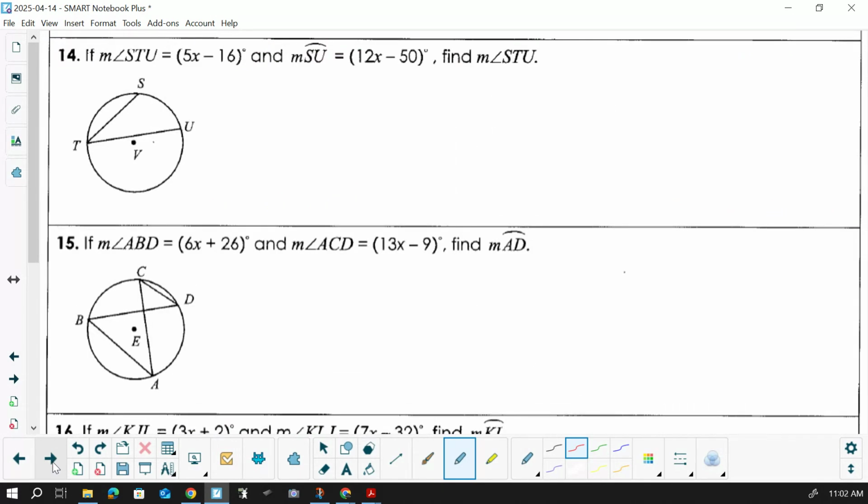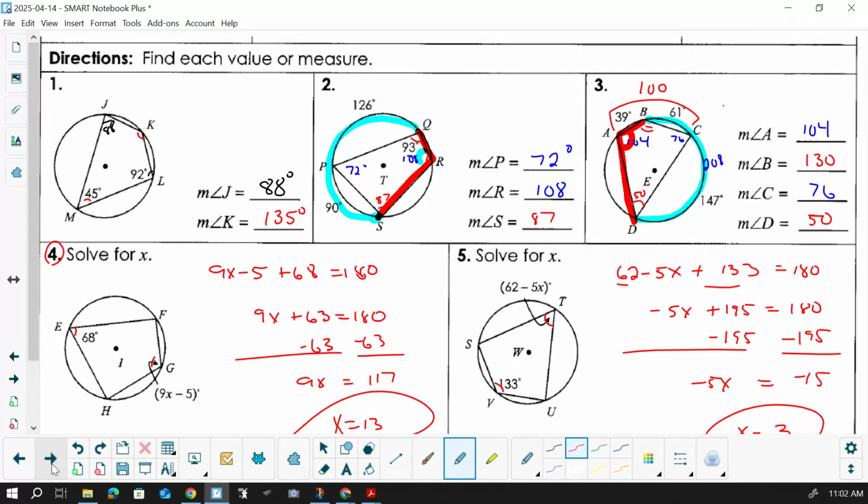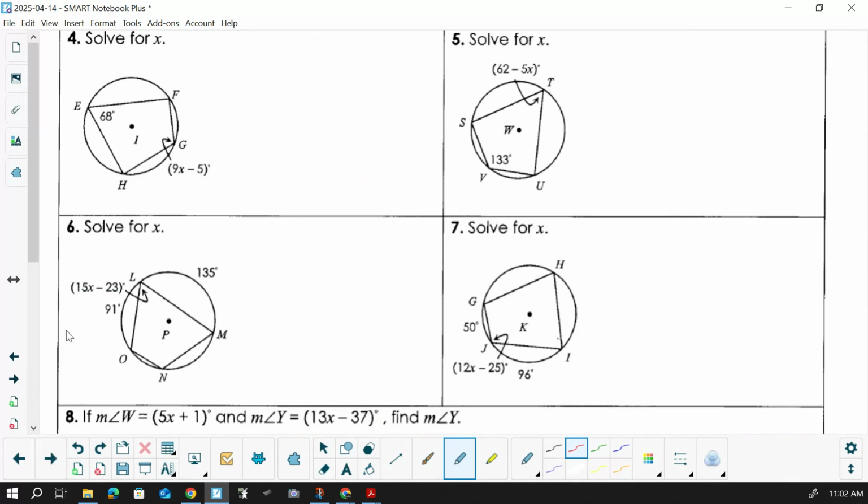Let's go down. We'll just do one of these here. Let's do this one right here, number 4. Okay, when you're done, show Mr. Harmless. And I'll let you know if you got those right.